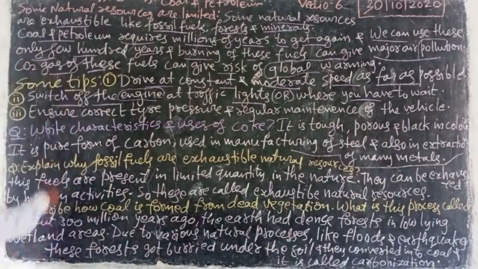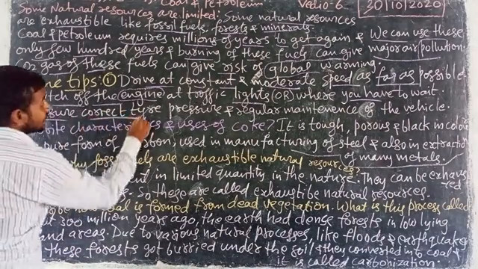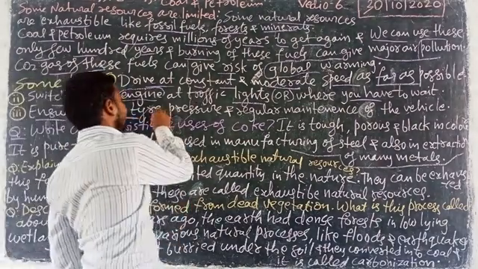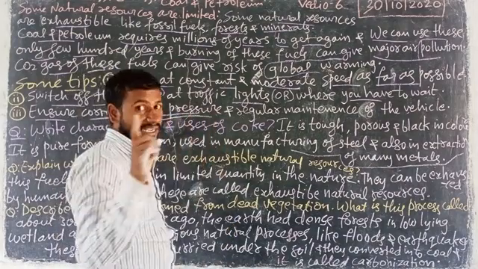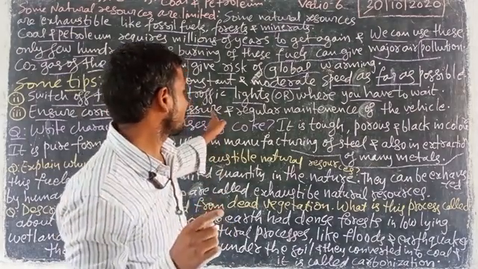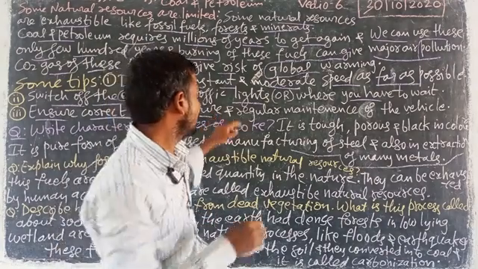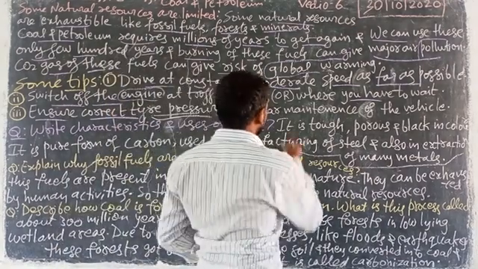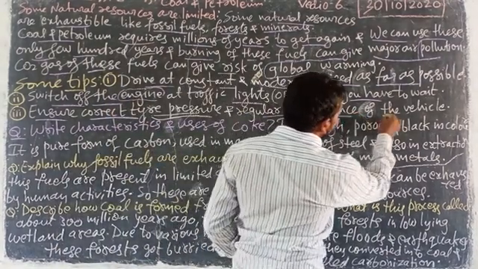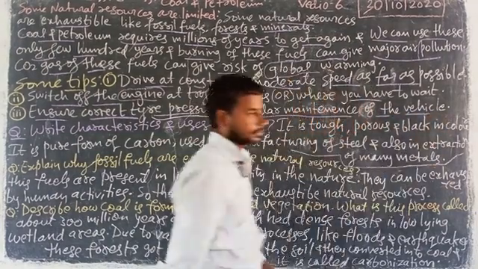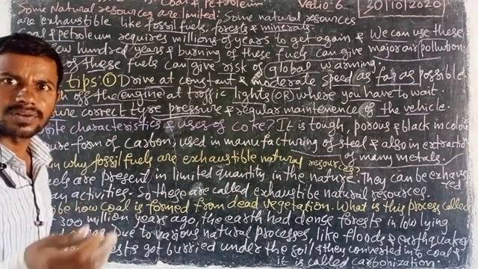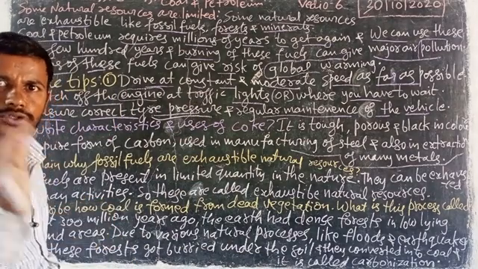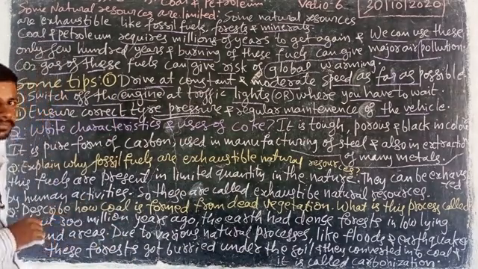Next, third point. Ensure correct tire pressure. Tire pressure is an important point. Ensure correct tire pressure and regular maintenance of the vehicle. Don't leave the vehicle unused for 3 months or 5 months. Regularly you are supposed to use the vehicle.